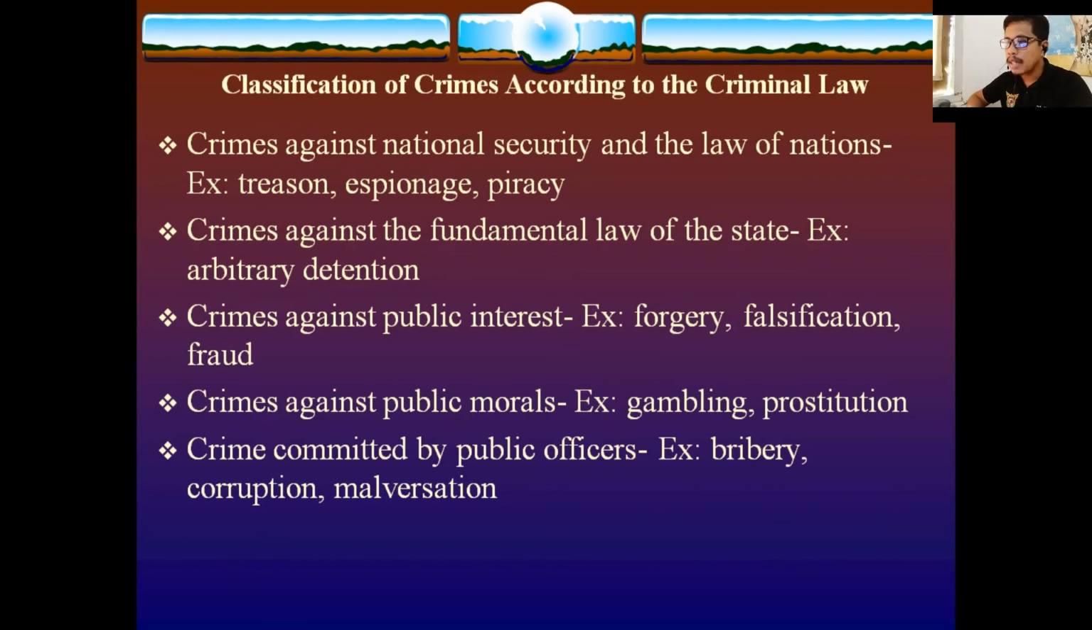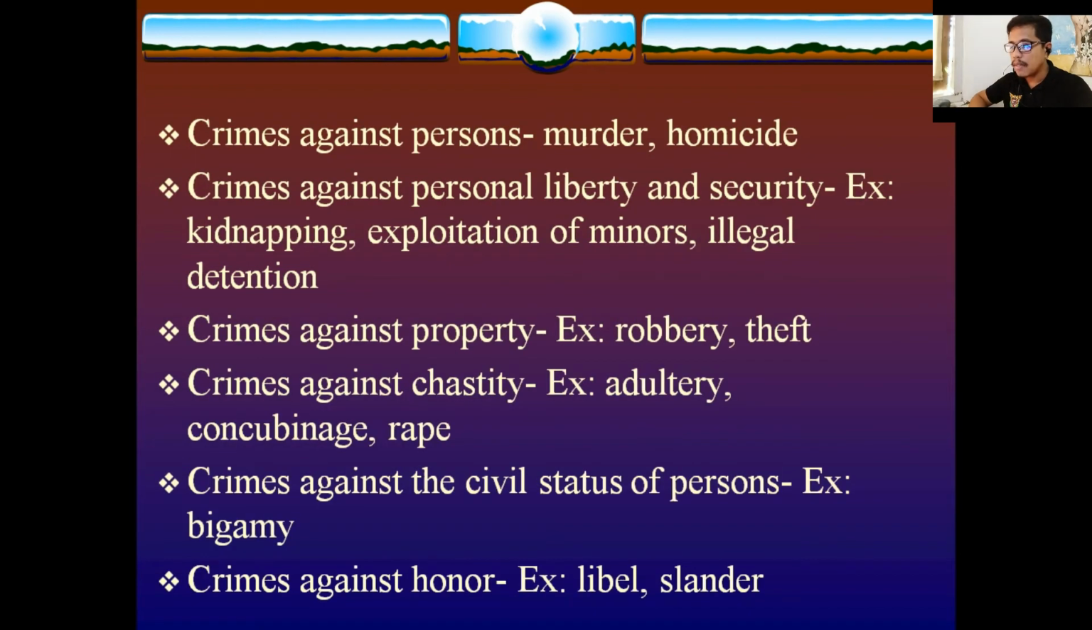We have treason, espionage, and piracy. For you to be informed about the full list of crimes under this title, you can refer to Criminal Law Book 2. We also have crimes against the fundamental law of the state, like arbitrary detention. We also have crimes against public interest, crimes against public morals, crimes committed by public officers, crimes against persons, crimes against personal liberty and security, crimes against property, crimes against chastity, crimes against the civil status of a person, crimes against honor.